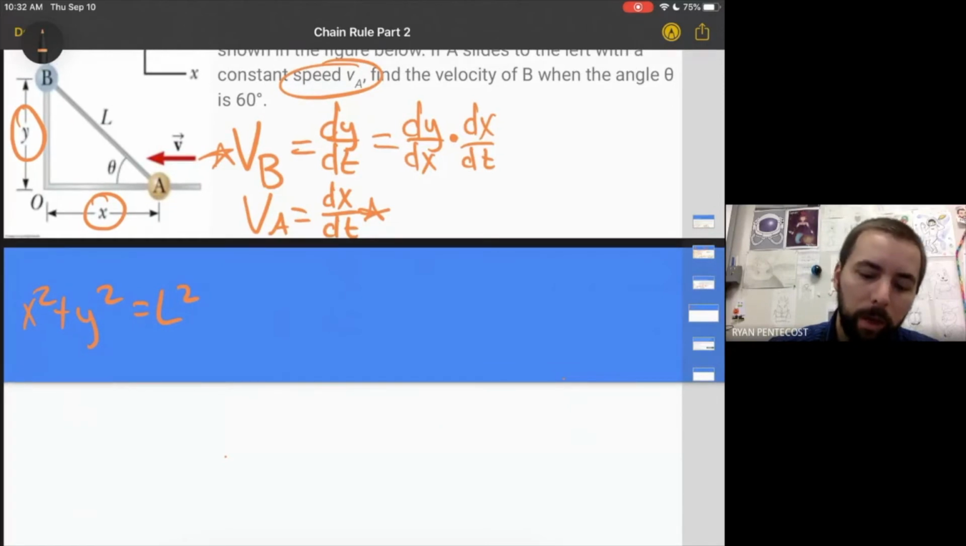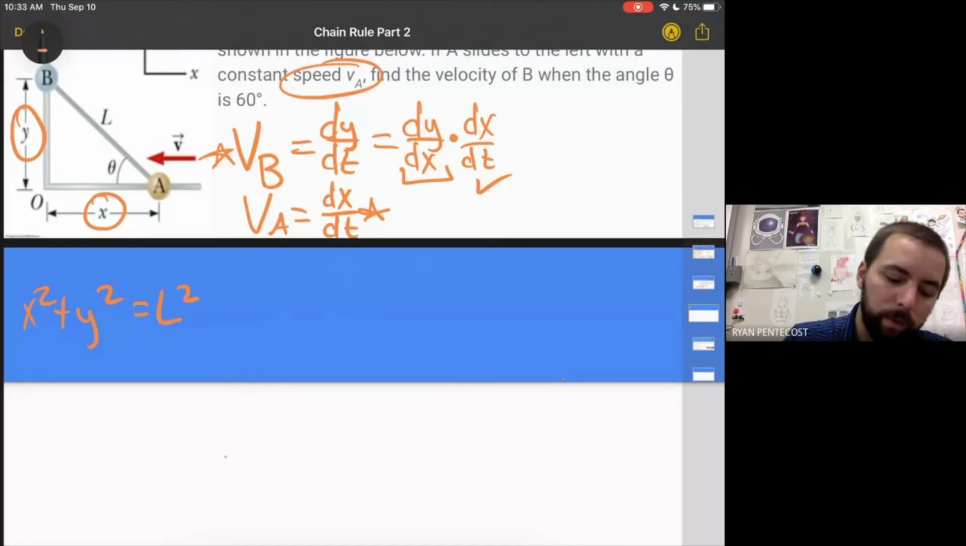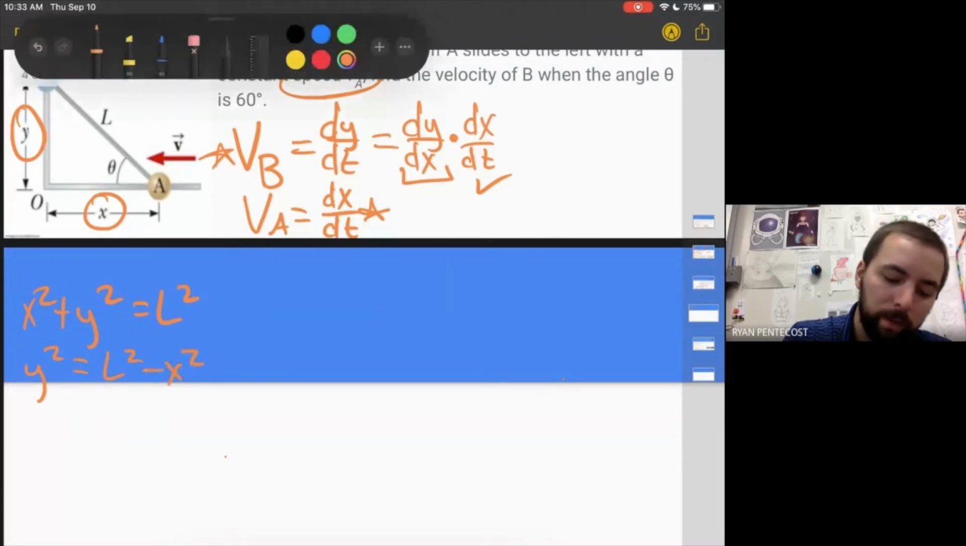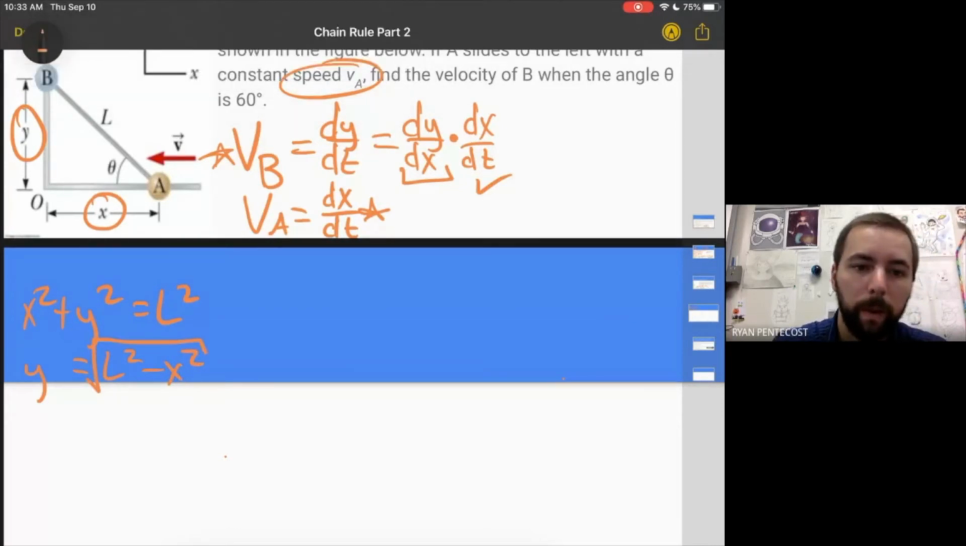All right, so to take the derivative of y with respect to x, because we already have the derivative of x with respect to t, that's just the velocity of A, which we are given. What we need is y in terms of x. So let's solve the Pythagorean theorem for y. If we subtract the x squared over, we have y squared equals L squared minus x squared. And if we want to get rid of that square, let's put this all under a square root. Now we have y in terms of x.